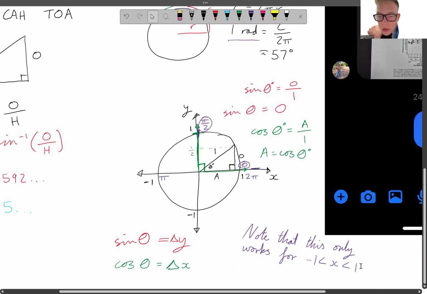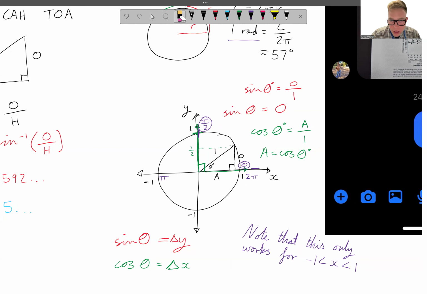Now note that this only works for, sorry, I shouldn't really say x, what I'm trying to say here is that it only works when we've got a hypotenuse of 1, because that's the only way that we could say that the adjacent was equal to cos of theta. That's the only way that we could say that the opposite was equal to sine of theta. So for all of these purposes, we're using the unit circle to sort of help us out a bit.